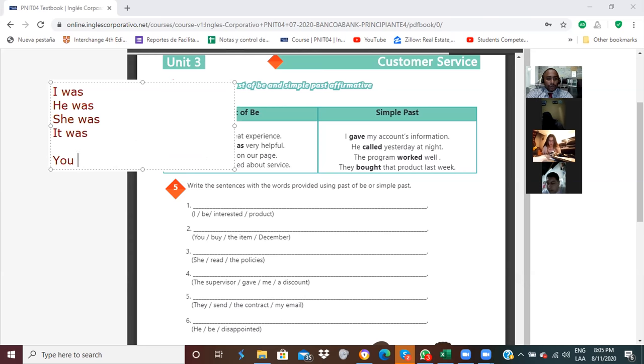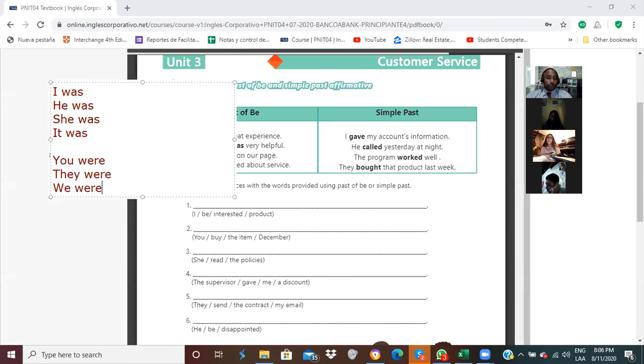But if I'm expressing you, I say you were, or in the plural, they were, or in the plural, we were. Okay, so when it is singular, for example, I, you say I was. But if you're looking at the third person singular, he, she, it, in this case, we use the be verb was. And if I'm talking about you, I say you were, they were, we were.